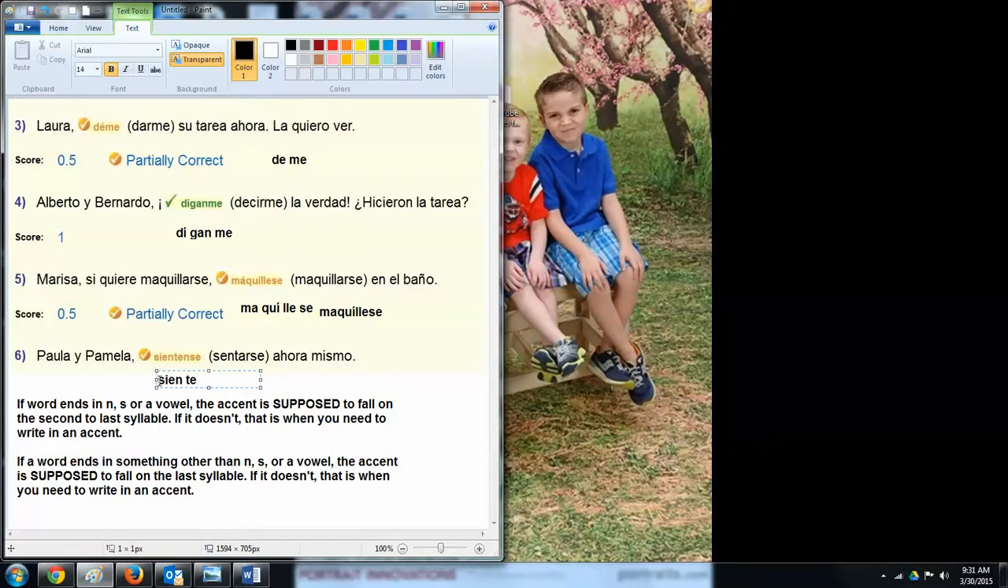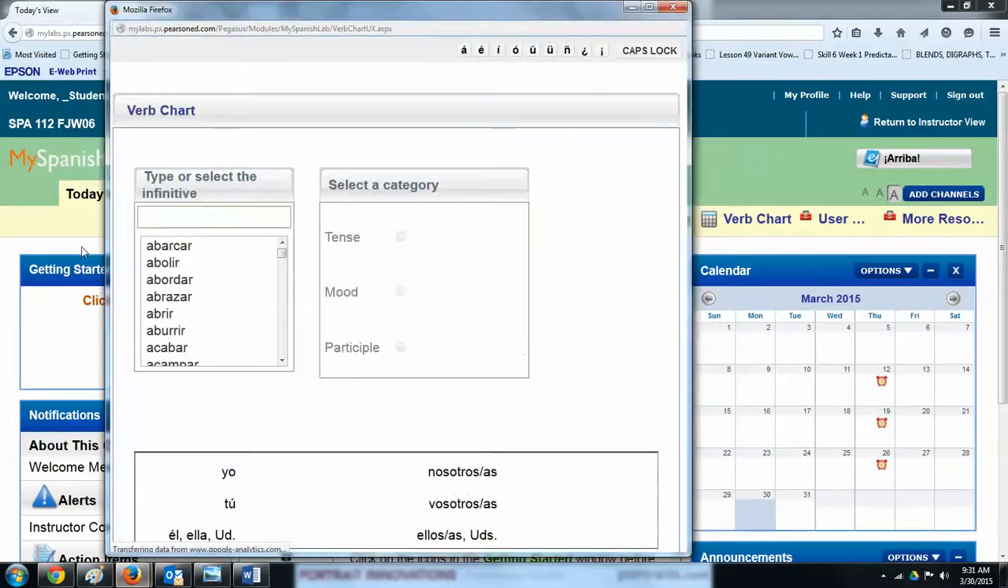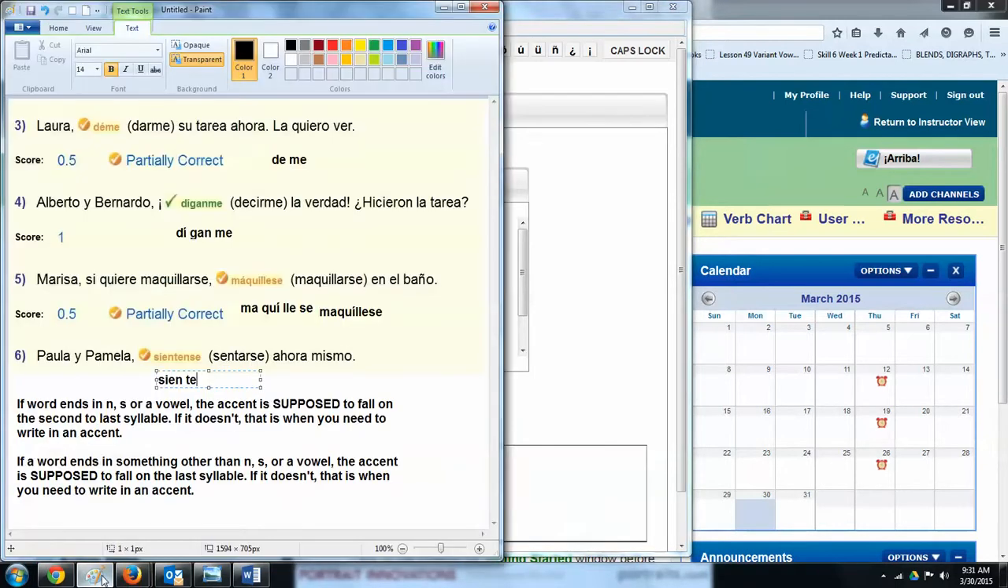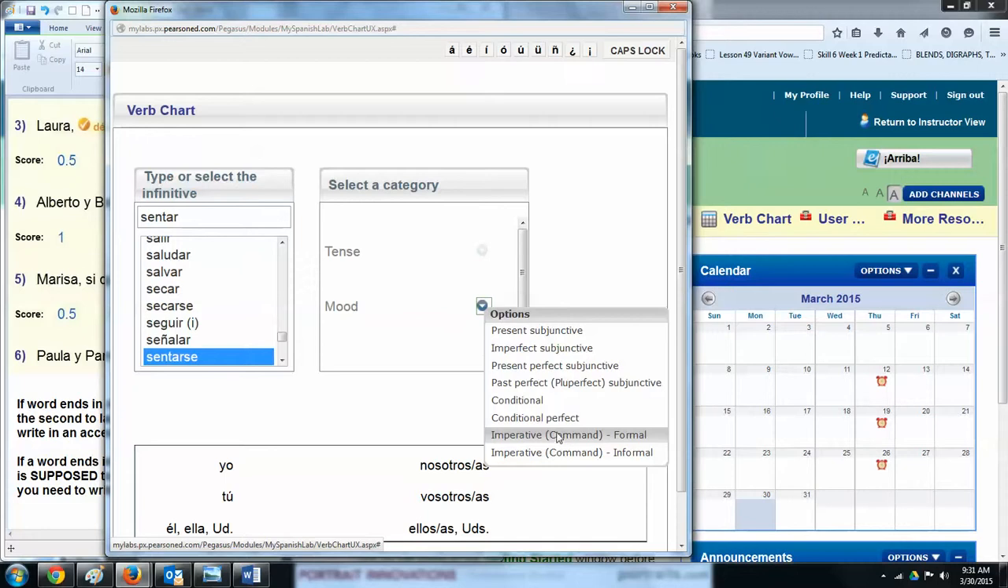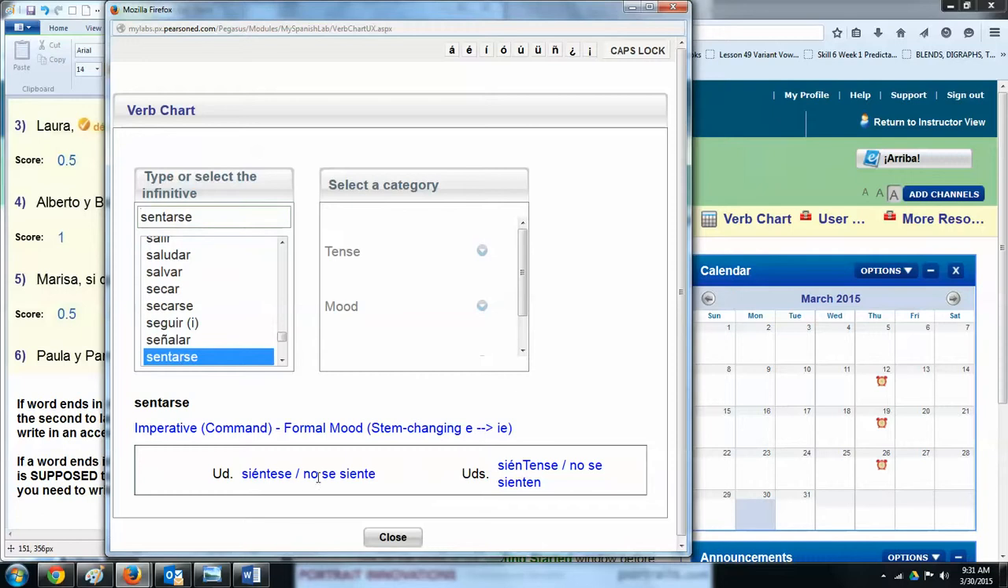You've got siente. So if there was no written accent, I'll show it. Let's see if I can get it to work this time. If you look in your verb chart and I pull up, I think it's sentar, right? Is that what we had? Yeah, sentar. So let's see if it'll work. Sentar, and I want it for the formal command. Okay, I'm not really sure why. There we go.